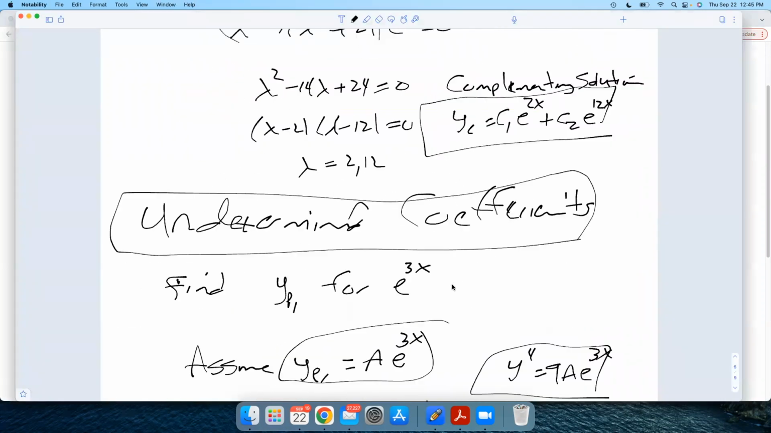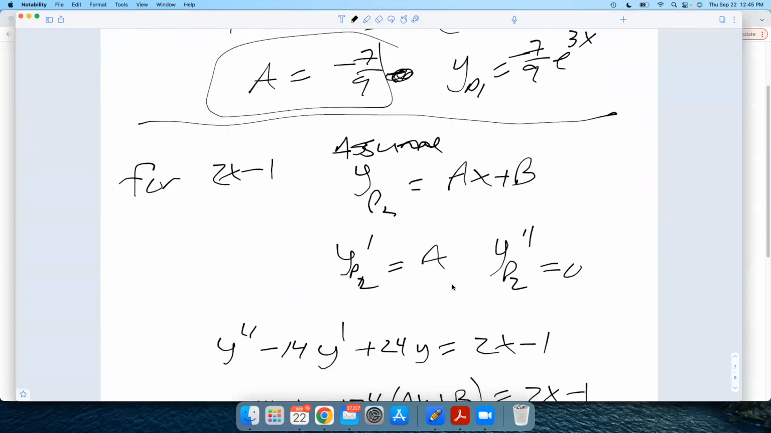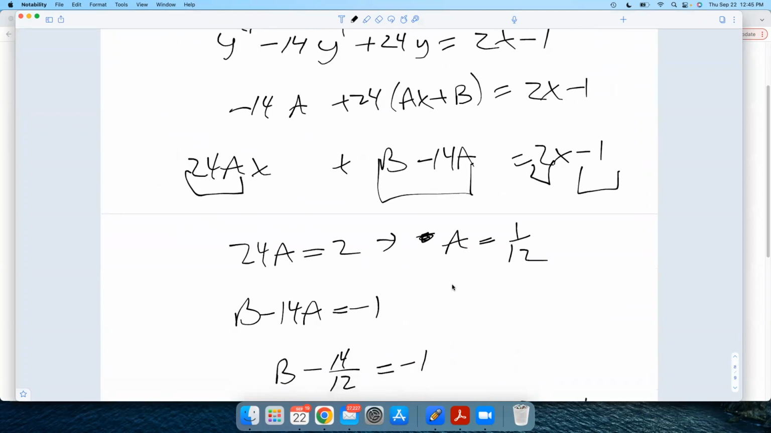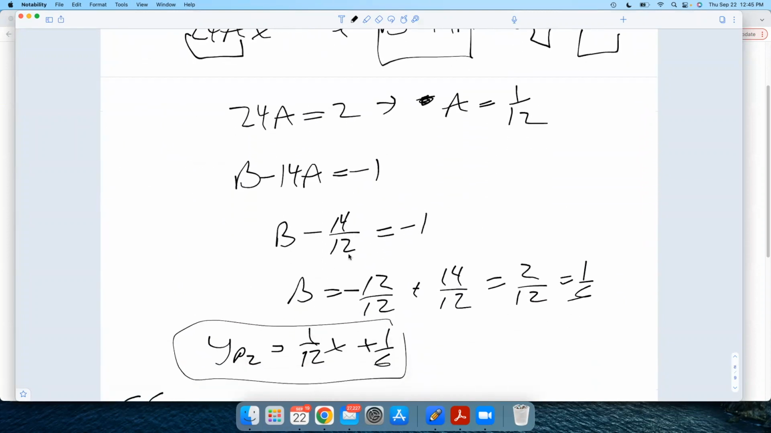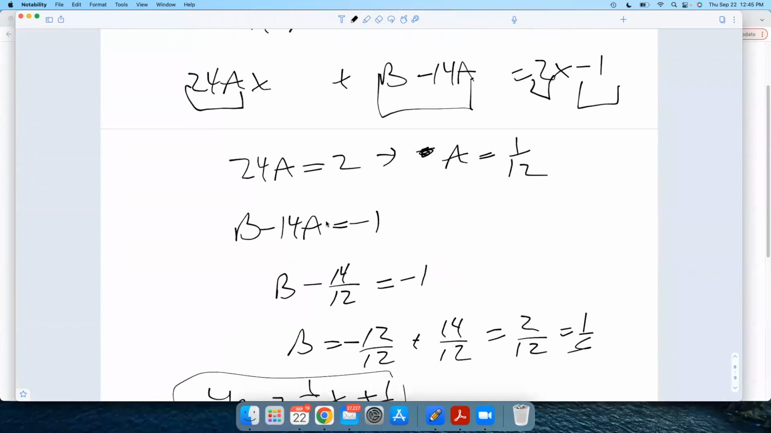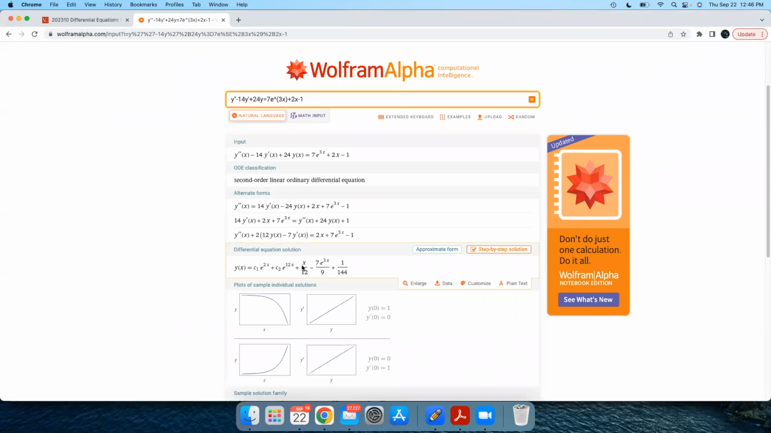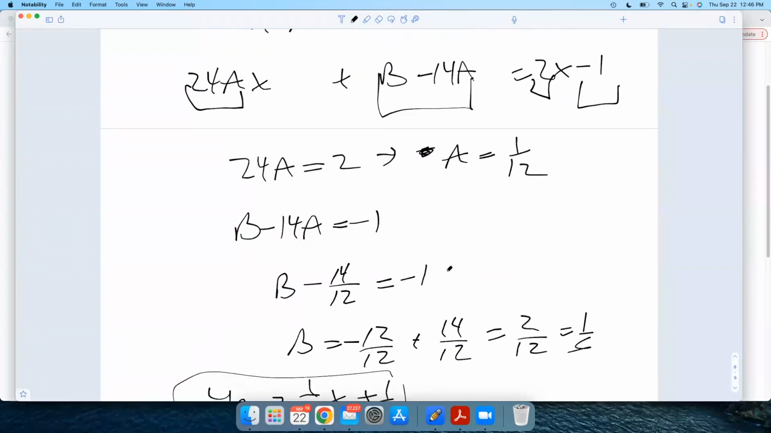So this is on a test. This is the kind of stuff I want you to do. You go through all your work, you check your answer and you go, okay, well, I clearly screwed something up. Let me go back and figure out what I did wrong. There was something wrong in here. So A was 1/12. That was right. See right there. That B should have been 1 over 144.